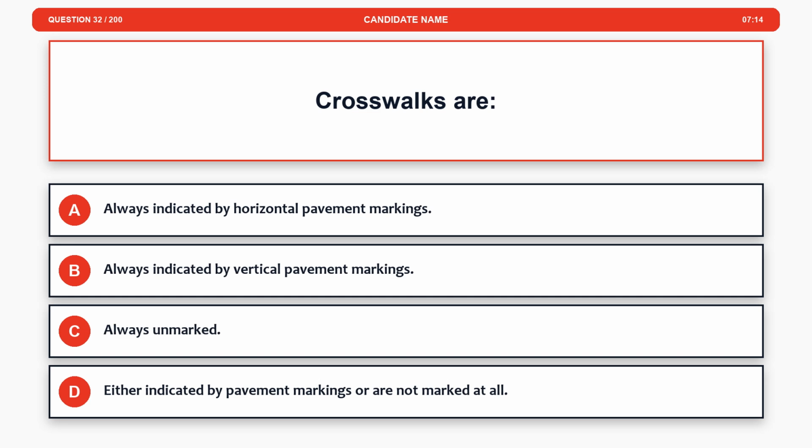Question 32. Crosswalks are: Option A. Always indicated by horizontal pavement markings. Option B. Always indicated by vertical pavement markings. Option C. Always unmarked. Option D. Either indicated by pavement markings or are not marked at all.